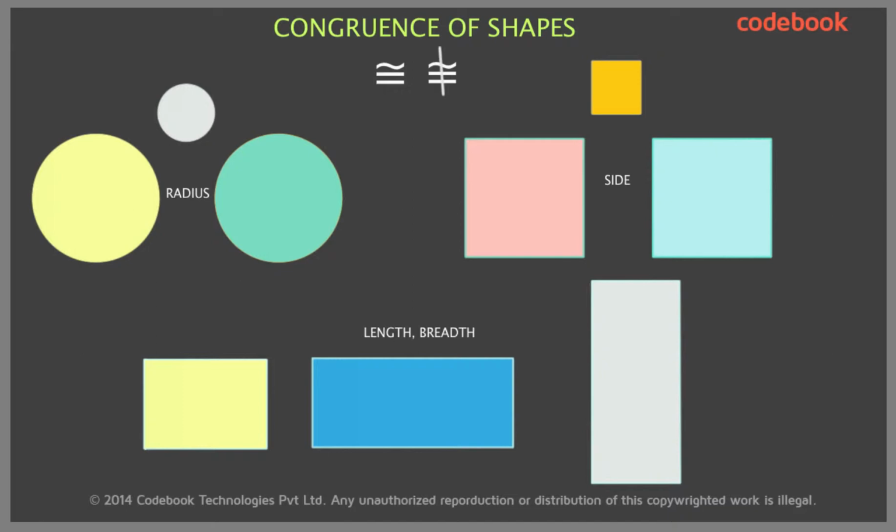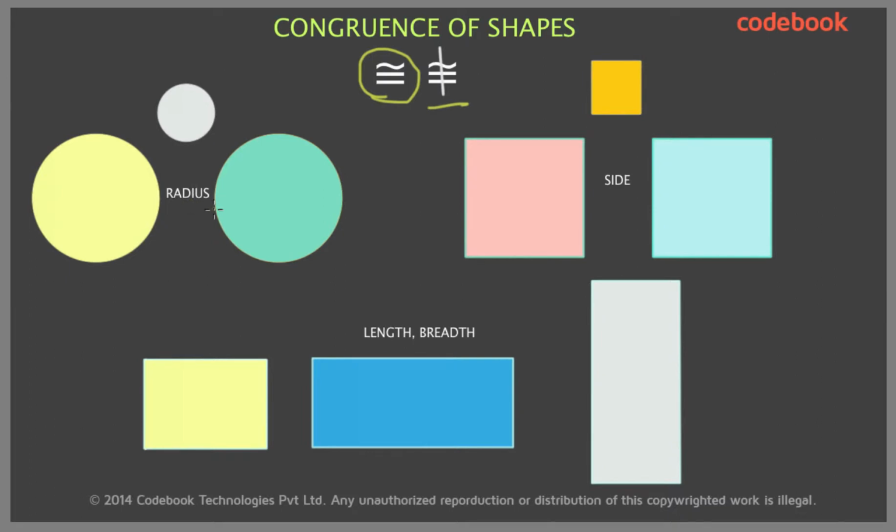So if you are able to do that with a combination of flips or turns or rotations, and if both the shapes overlap each other exactly, then those two shapes are said to be congruent. And we represent congruence of shapes with this symbol. And if they are not congruent, we represent it with the other symbol, as you see over here. So now let's consider some shapes.